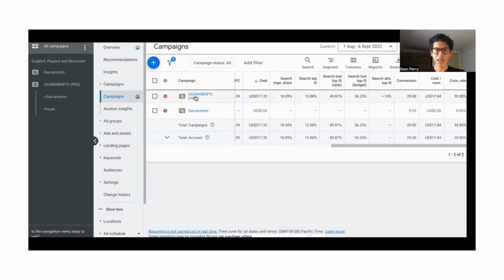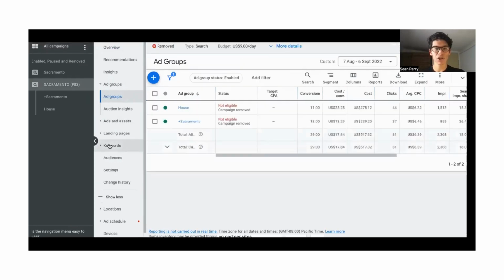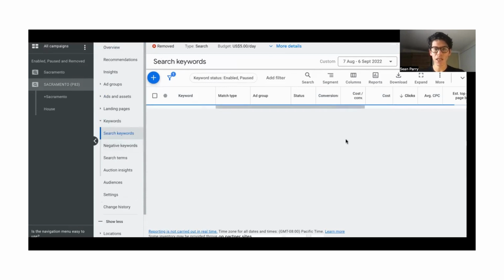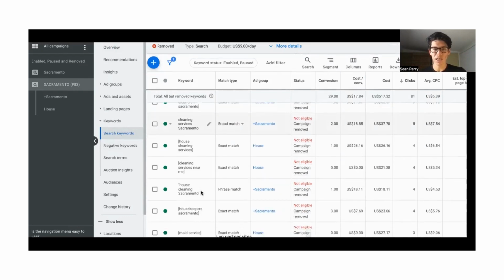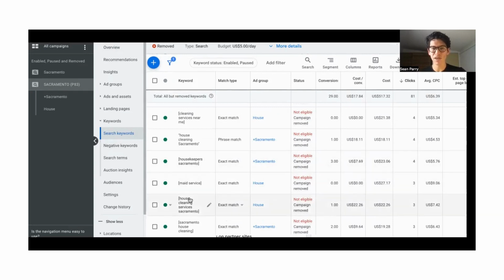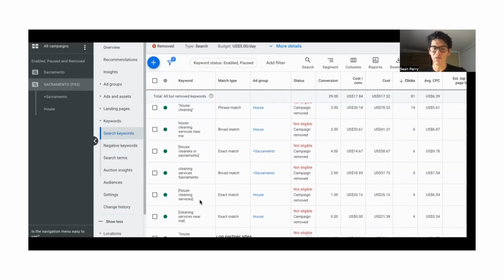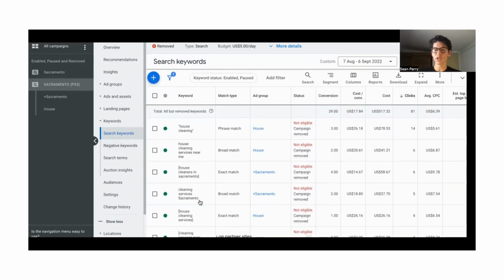So if we click on the campaign and just have a look at some of the keywords that we're running, as is probably pretty obvious, we run a selection of keywords, and they're all variations of house cleaning. This is a house cleaning business. We're looking for clients that are looking for house cleaning. So house cleaning, cleaning services, housekeepers, maid service, all these types of variations of keywords are the ones that we're going after.